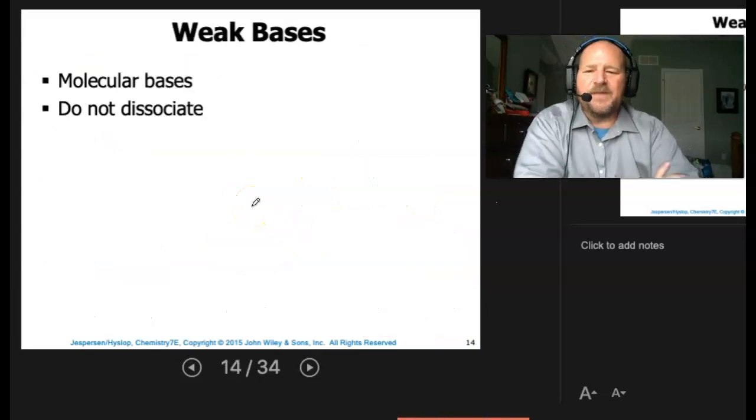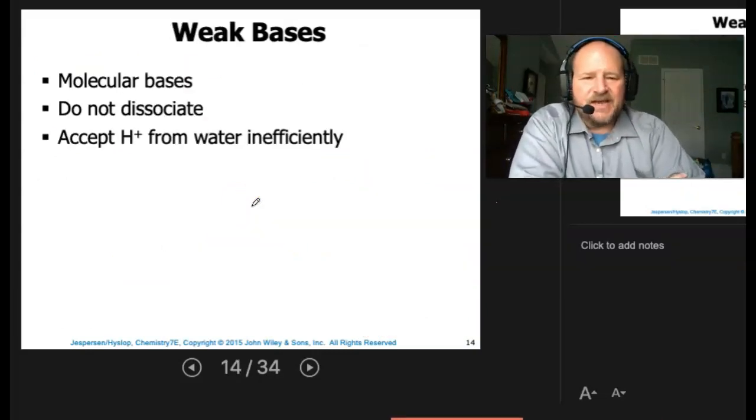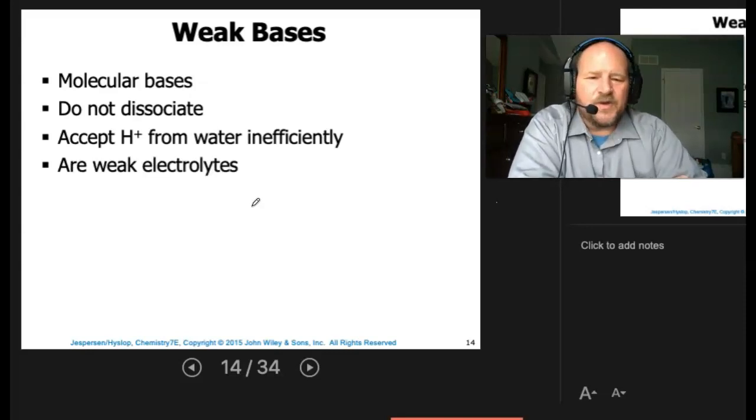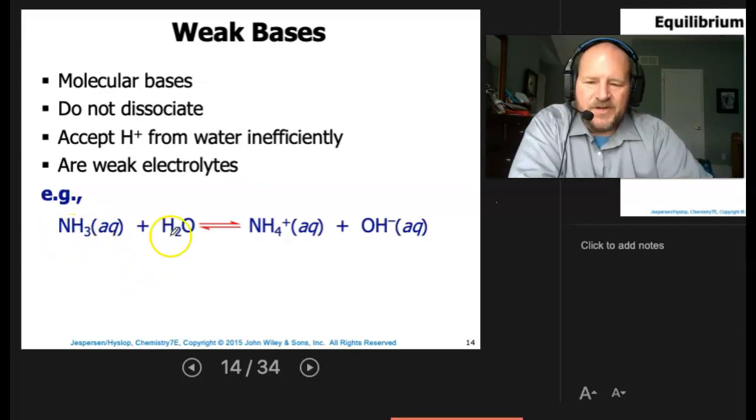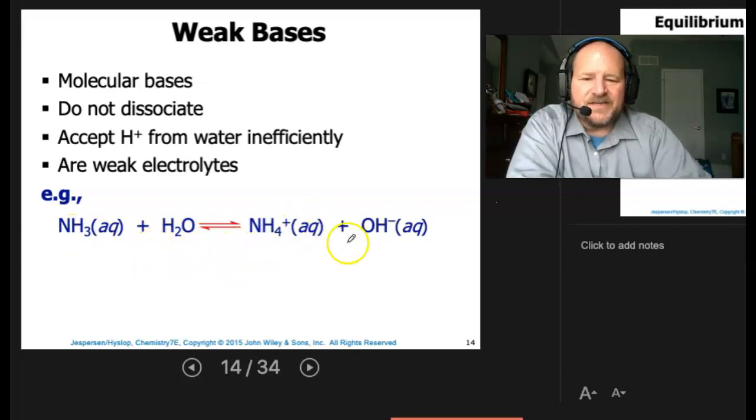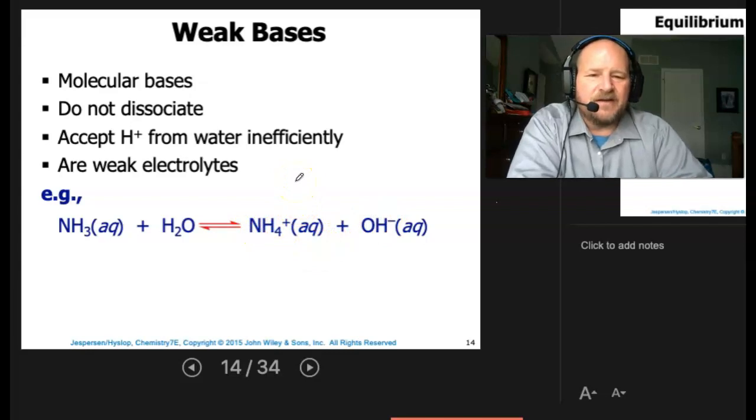All right, now weak bases, they do not dissociate. They accept the hydrogen from the water inefficiently and are also weak electrolytes. So when we're looking at this, as I pump ammonia into water, you will smell the ammonia gas coming out because it doesn't want to stay like this. And that's because it wants to go back into that equilibrium. All right, but if you have ammonia concentration, then all of that ammonia concentration is going to be NH4 plus OH minus as a compound.